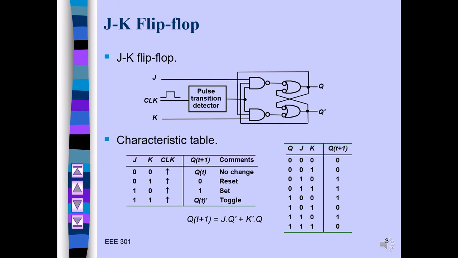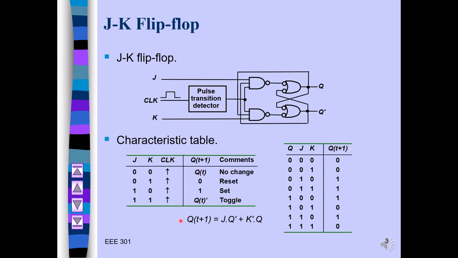So this is a typical representation of the JK flip-flop. You have J and K as inputs. This is your latch, the NAND latches. This is your pulse transition detector, which detects the pulse, whether it is a positive edge or negative edge. And this is your characteristics table.